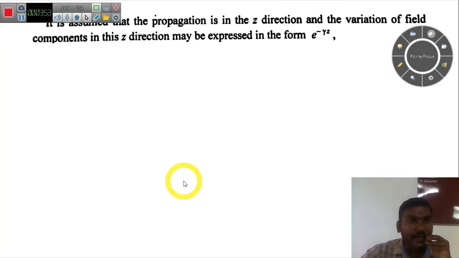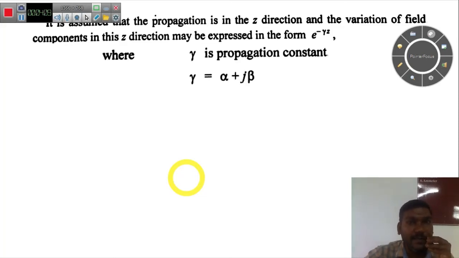And we can assume that the propagation is in the z direction only, and in this direction it must be expressed in terms of e to the power of minus gamma z, because the direction of propagation is the z direction, so the waves are exponentially decaying, so it will be represented in terms of e to the power of minus gamma z. And gamma is the propagation constant, which is given as alpha plus j beta.